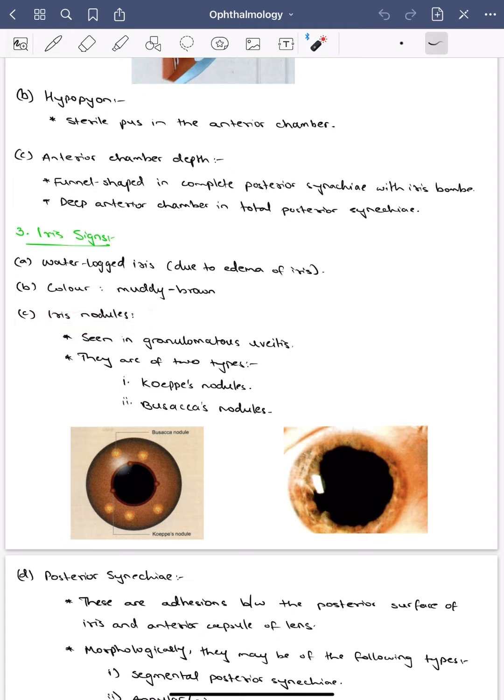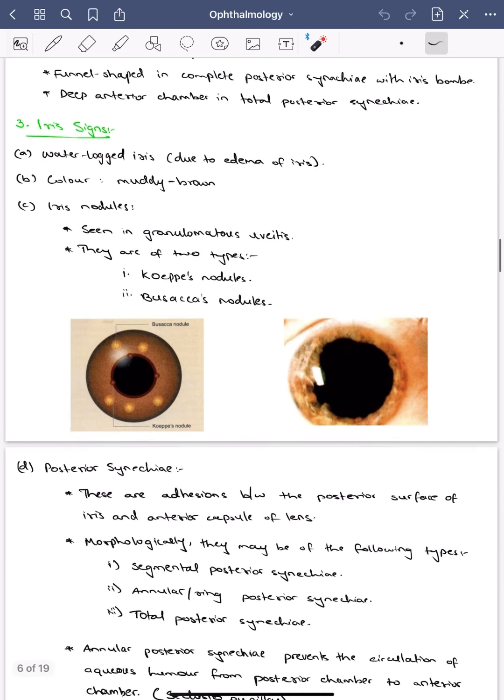Now this is only seen in granulomatous uveitis, and there are two types. We have the Koeppe nodules and the Busacca nodules. The Koeppe nodules are the smaller ones and are seen at the pupillary border, and Busacca nodules are quite larger and are seen away from the pupillary border. So this is the difference between the iris nodules, and this is a real life photograph, and this here is the Koeppe nodules.